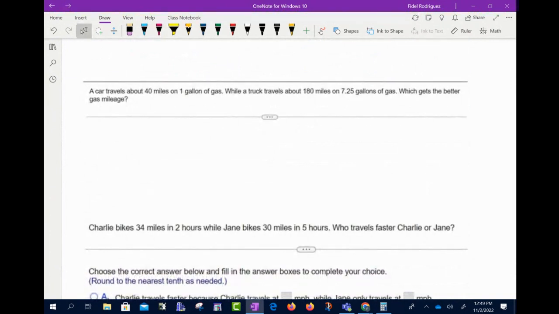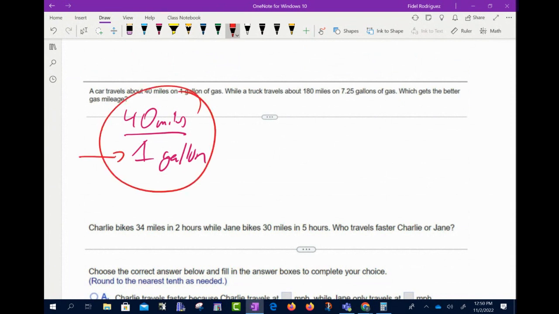So here's my next problem. A car travels about 40 miles on 1 gallon of gas, while a truck travels 180 miles on 7.25 gallons of gas. Which gets the better gas mileage? Okay, so we're looking for rates here, y'all. The first one is 40 miles for 1 gallon. Since this is already 1 gallon, I don't have much to do here, because if you take 40 and divide it by 1, you still get 40, right?